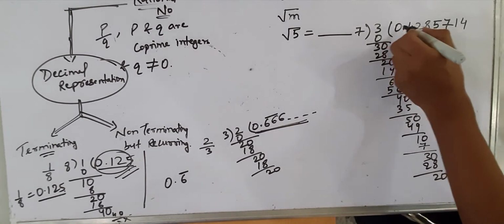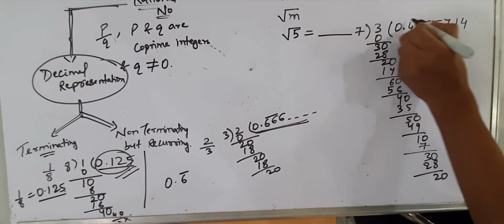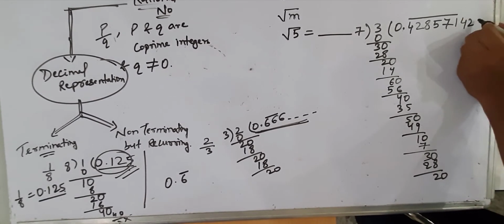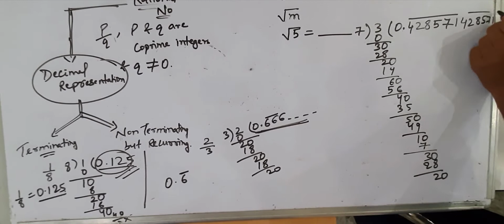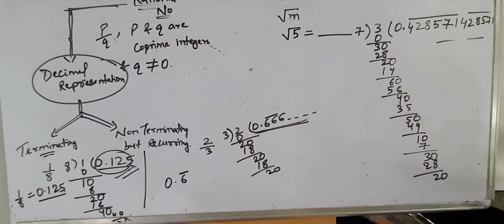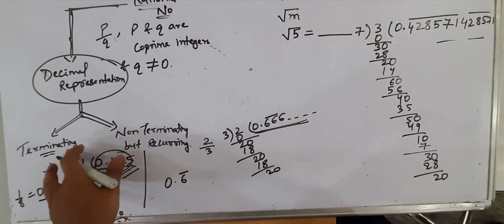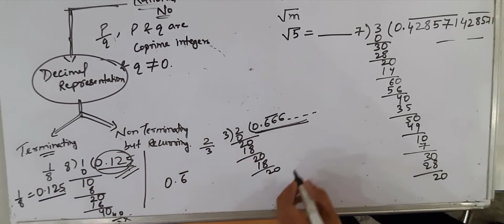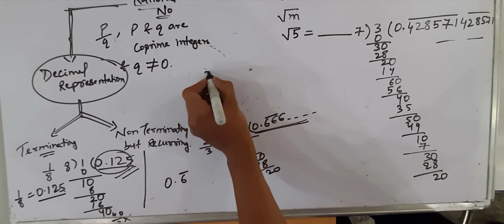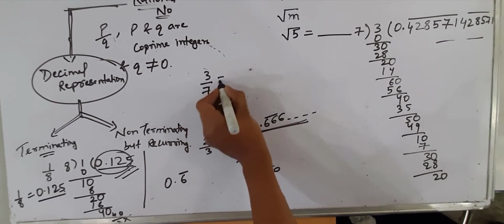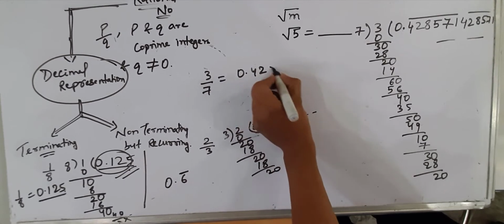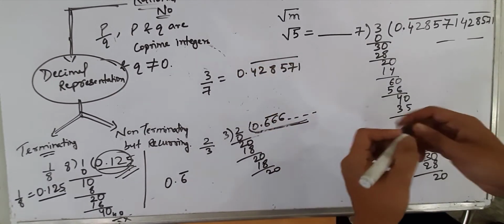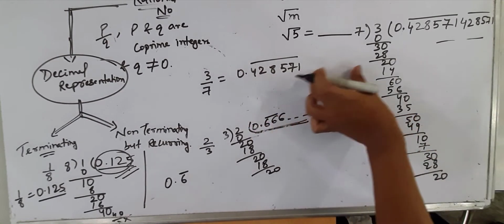So here we are getting 0.428571, again we will get 428571, and it goes on and there is no termination. So we can say that it can be terminating decimals as well as non-terminating but recurring. So here we are getting 3 upon 7 is 0.428571, and we always place the bar symbol above the repeating decimals. So these values are going to be repeated.